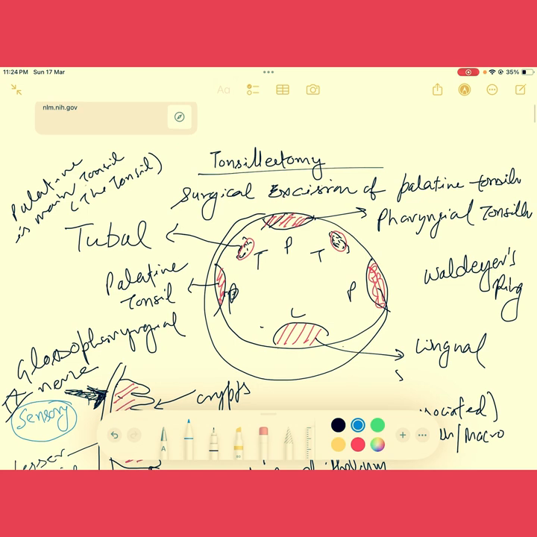The tonsils that are located on the oropharyngeal airway form a ring known as Waldeyer's ring, and there are four tonsils: the palatine tonsil on both sides, the lingual tonsil, and the pharyngeal tonsil. This is situated on the posterior nasopharynx. This is the pharyngeal tonsil, this is the lingual tonsil, and these are the palatine tonsils. This picture indicates the tubal tonsils. So this is the circle or ring that is known as Waldeyer's ring.